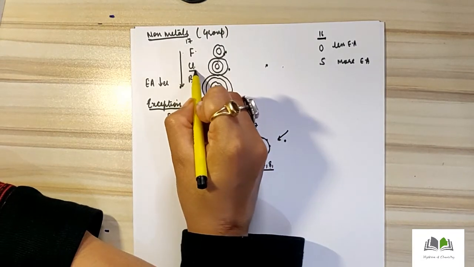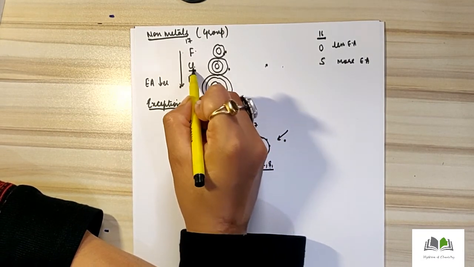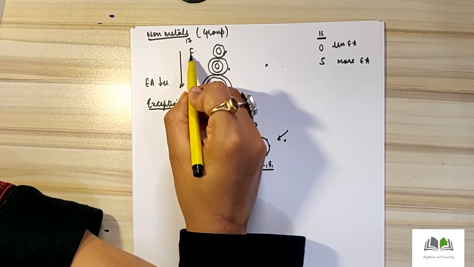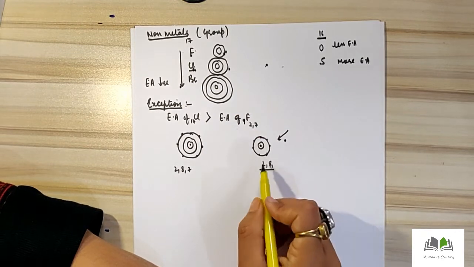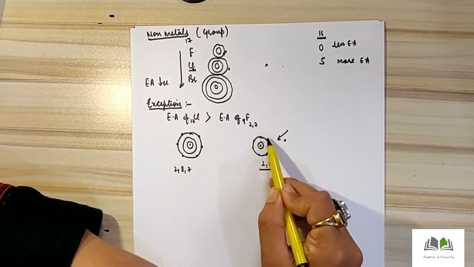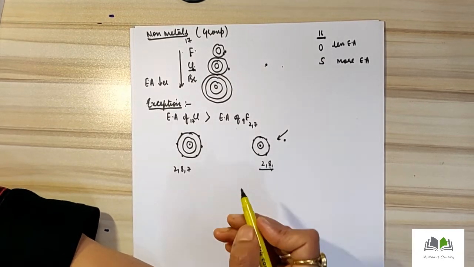Similarly, chlorine will have more electron affinity value as compared to fluorine, and fluorine will have less electron affinity value. What is the reason? Due to the inter-electronic repulsion by gaining electron. So hope it is clear to you.